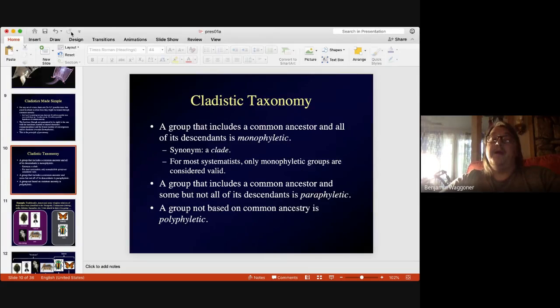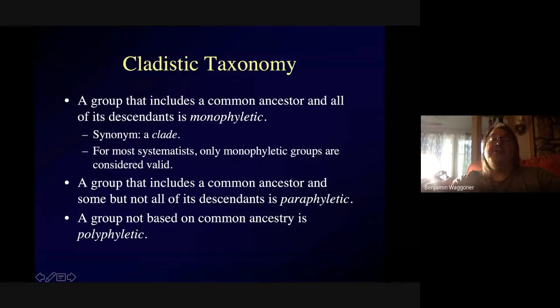I will go ahead and resume the presentation. If you have a biological group that includes a common ancestor and some of its descendants, but not all, we'd call that paraphyletic. And a group that isn't based on common ancestry at all is polyphyletic. Most people who do systematics, the study of the principles behind biological classification, try to include only monophyletic taxa. Paraphyletic ones are not considered valid.